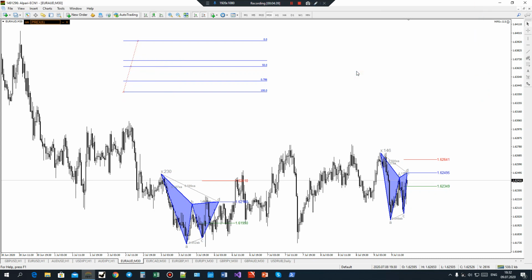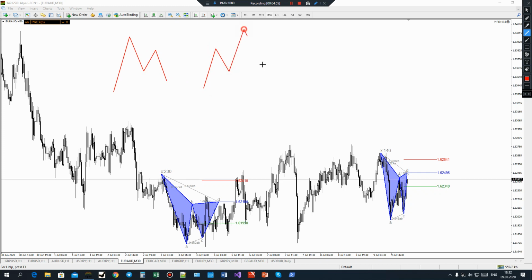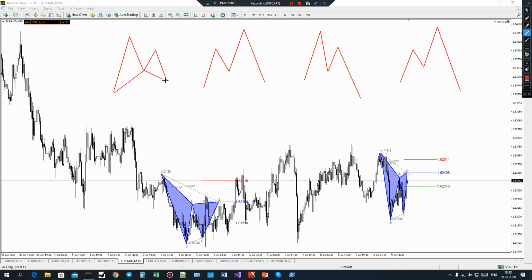Now let us talk about the types of these harmonic patterns. There are 4 types of a harmonic pattern. The first one is simple, the one that I showed you. I'm only showing you bullish. The second one looks this way. The third one looks this way, and number 4 looks this way. If we unite them like this, they will look a bit more familiar to you.